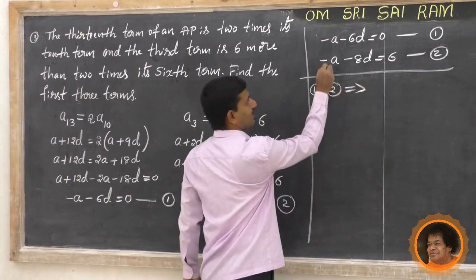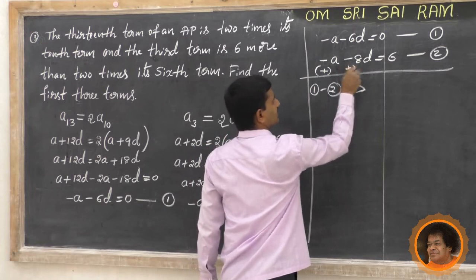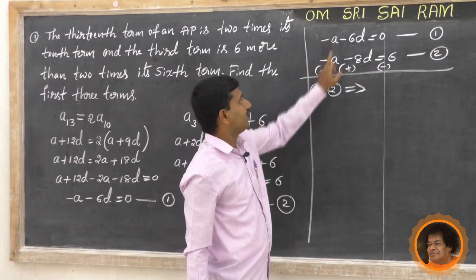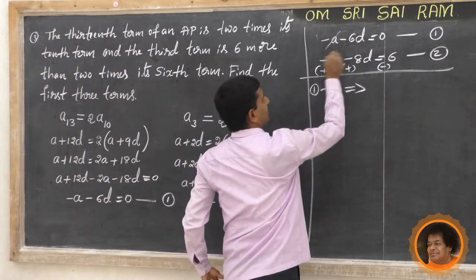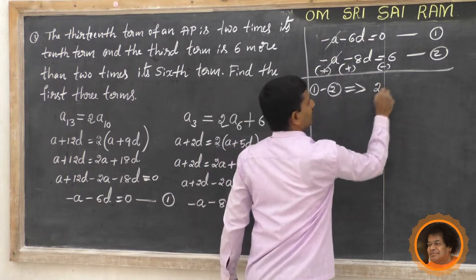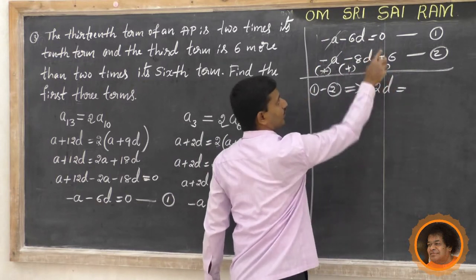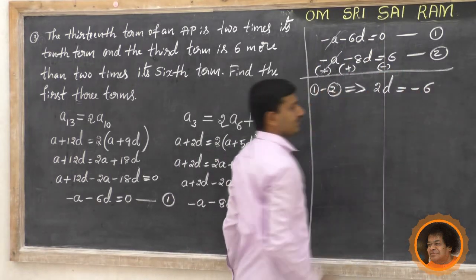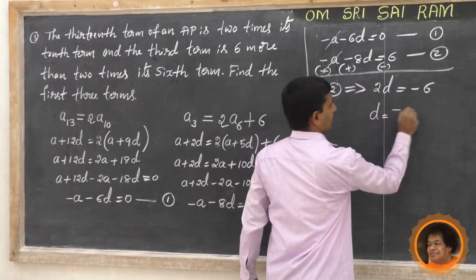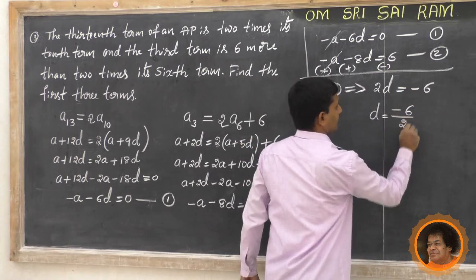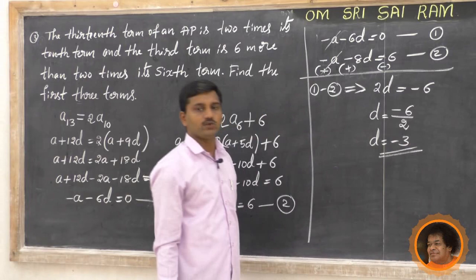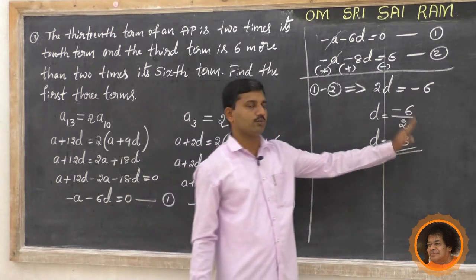At that time minus becomes a plus, and here plus becomes a minus. Minus A plus A, 0. Minus 6D plus 8D, 2D, equal to 0 minus 6, answer minus 6. Or D equal to minus 6 divided by 2, or D equal to minus 3. So this is the value of the common difference. So D equal to minus 3.